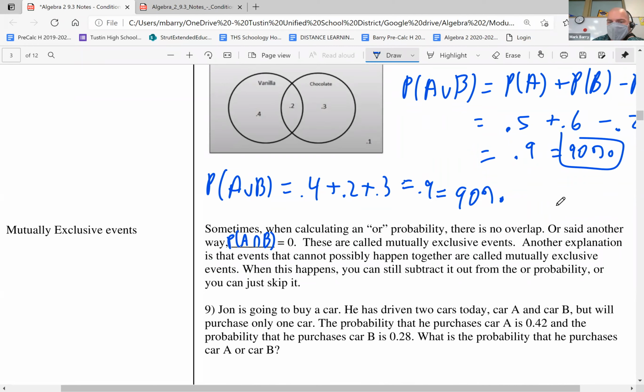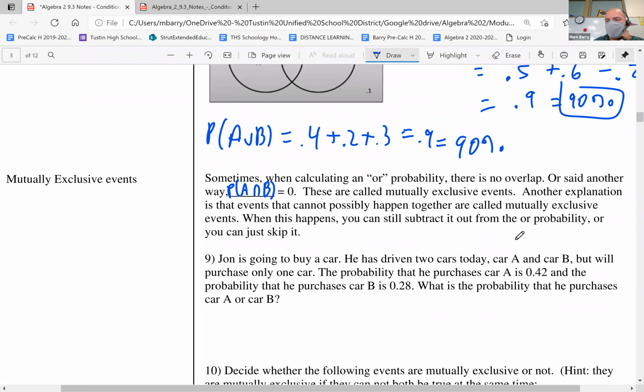Another explanation is that the events cannot possibly happen together. When this happens, you can just skip subtracting it out from the probability. You can still subtract out the 0 from the probability, or you can just skip it. So it's kind of not necessary.